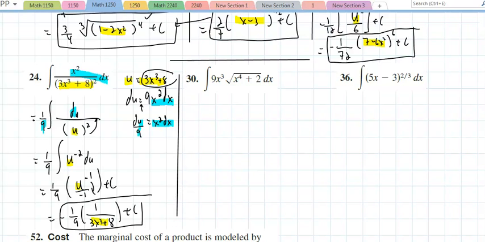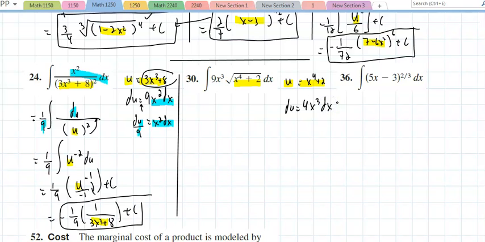30. Same deal. I'm going to pick a u. I'm going to let u equal, in this case, the inside of a radical. Oops. The inside of a radical. That is x to the 4th plus 2. du will be 4x cubed dx.